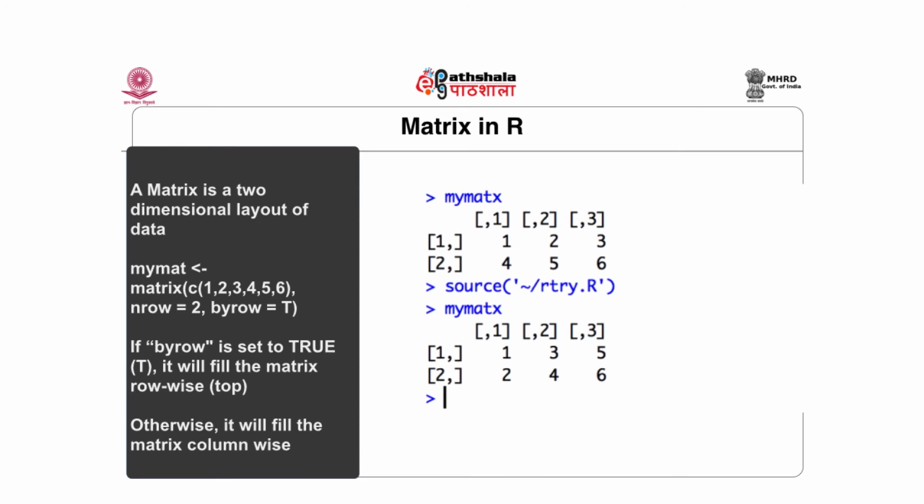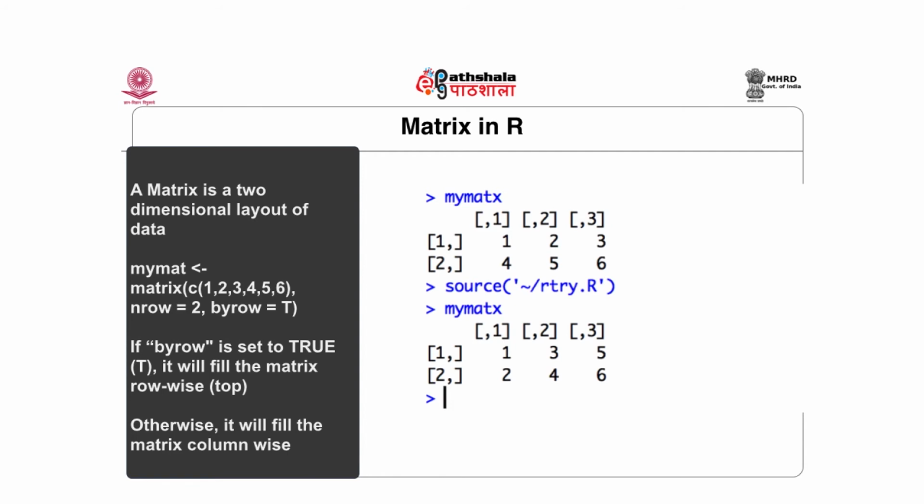So in other words, if we said that by row is equal to false, then you would have 1, 2 in the form of columns, because now we're going to organize in the form of columns. So it'll say, okay, there's still 2 rows, so there are 3 columns, and we'll have 1, 2, 3, 4, 5, 6 in the form of 3 columns. So this is a very, very simple way in which you can put together a matrix.